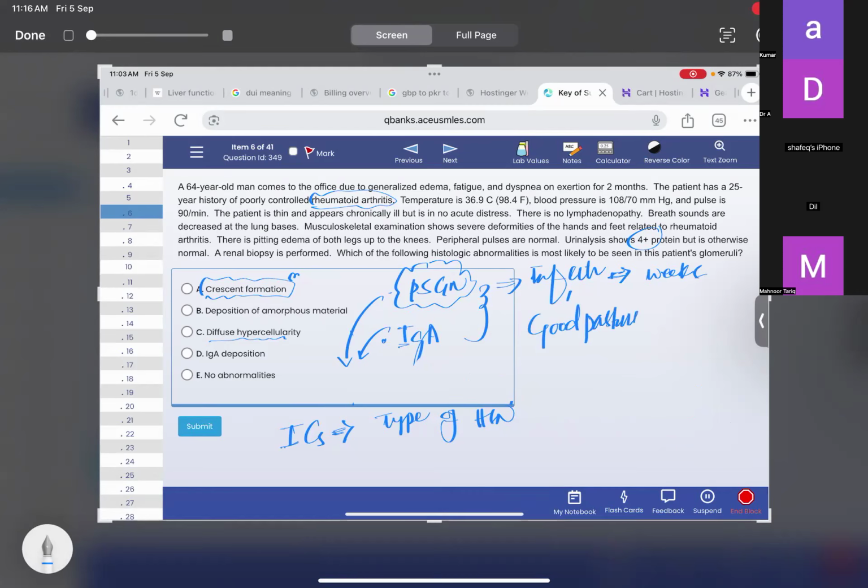We have antibodies against the basement membrane. So we have the basement membrane type 4 collagen. The antigen is type 4 collagen, and the antigen is endogenous, okay? So what is type 3?